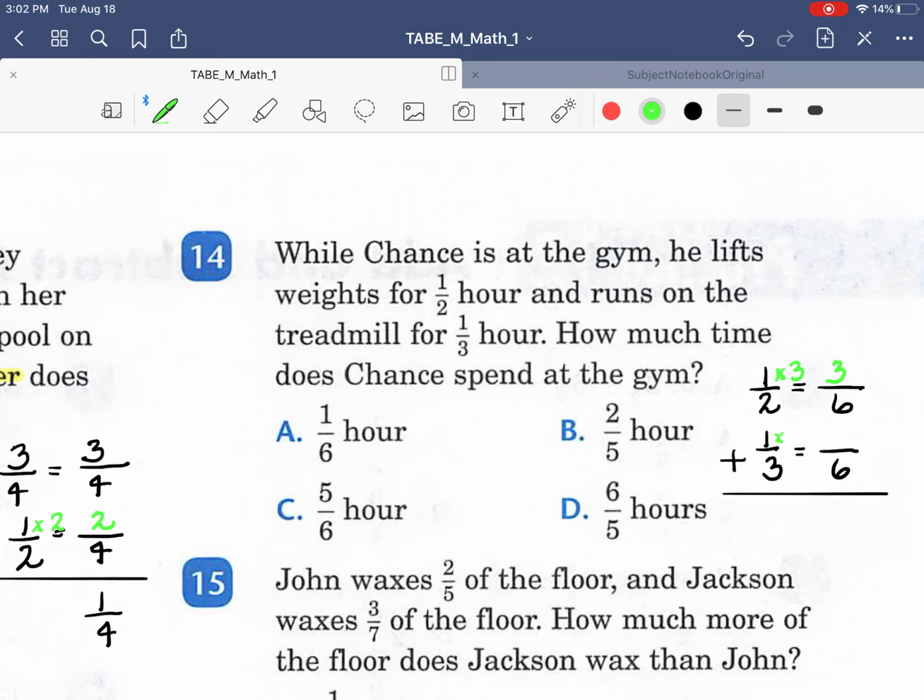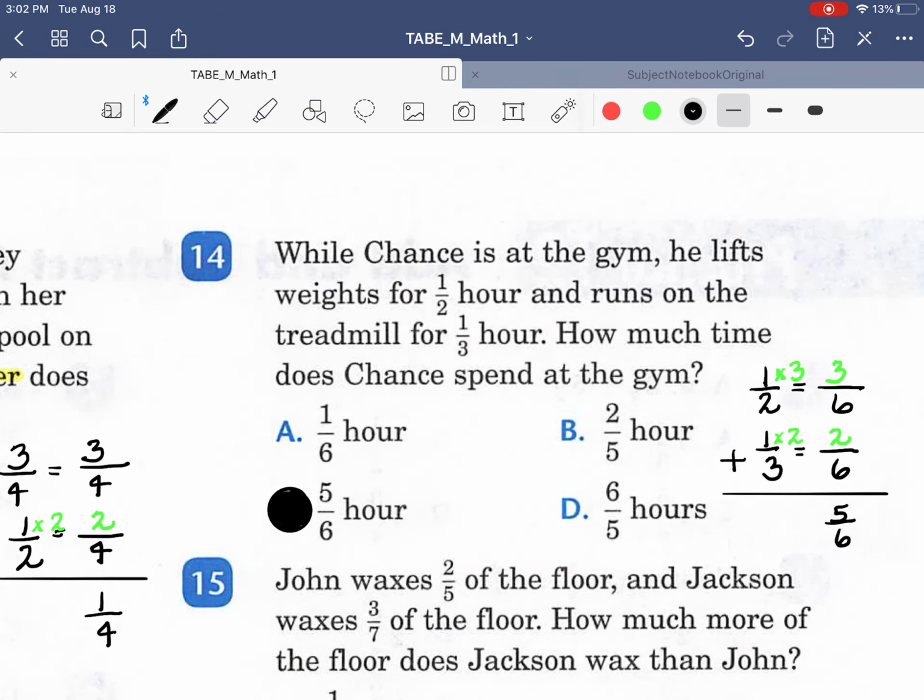2 into 6 is 3. 1 times 3 is 3. 3 into 6 is 2. 1 times 2 is 2. And I apologize if you hear my telephone. 5 over 6 is your answer. It will not simplify. So let's use this one as your answer. 5/6 of an hour.